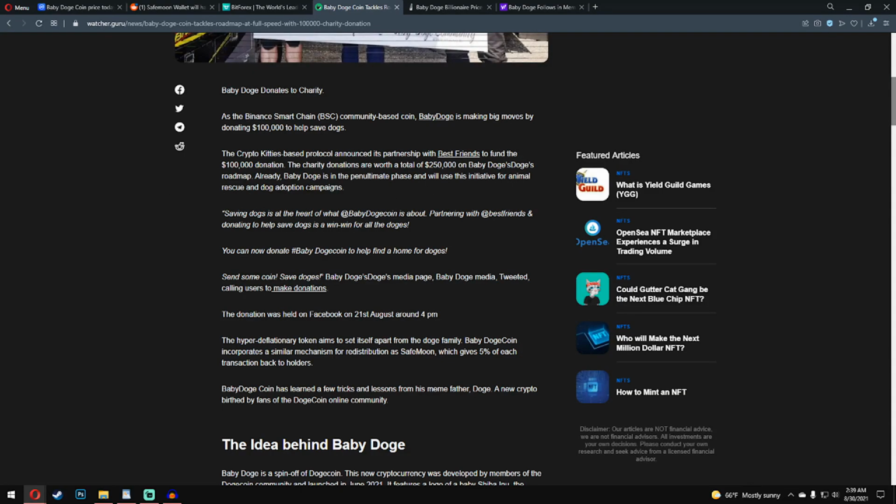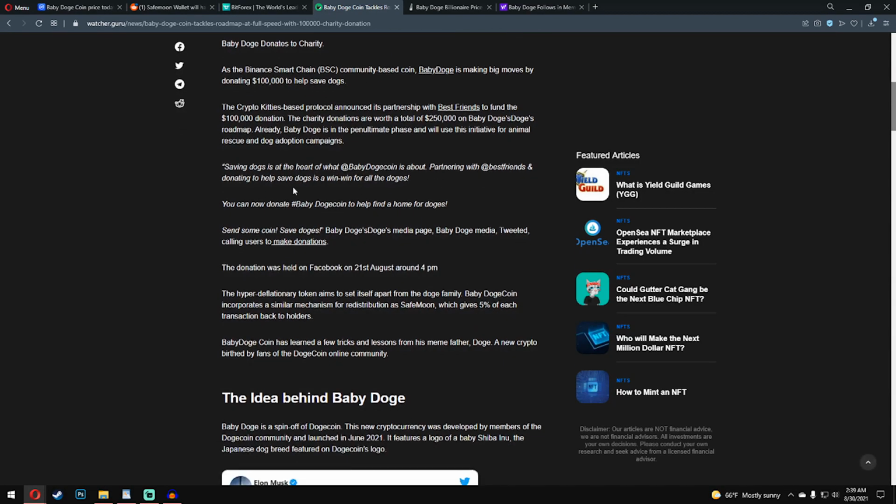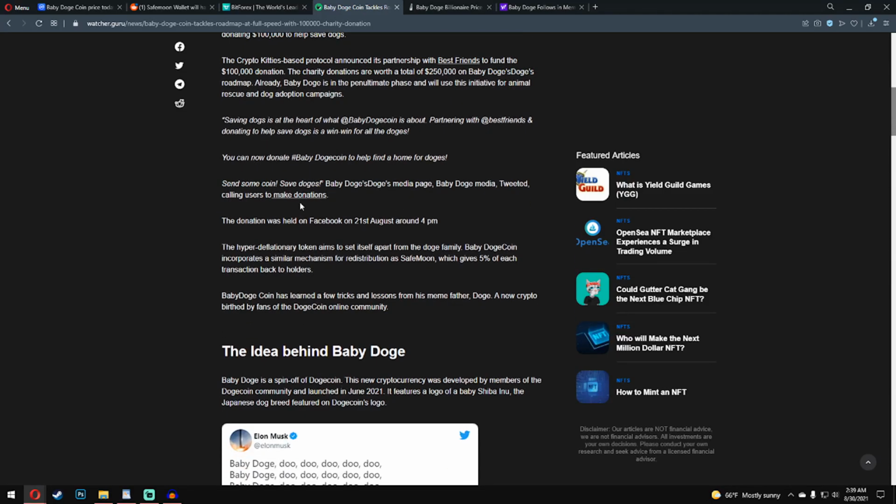Babydoge coin is already at the ultimate phase. Use this initiative for animal rescue and dog adoption campaigns. Saving dogs is the heart of what babydoge coin is about. Partnering with Best Friends and donating to help save dogs is a win-win for all the dogs. You can now donate babydoge coin to help find a home for dogs. Send some coins and save dogs.